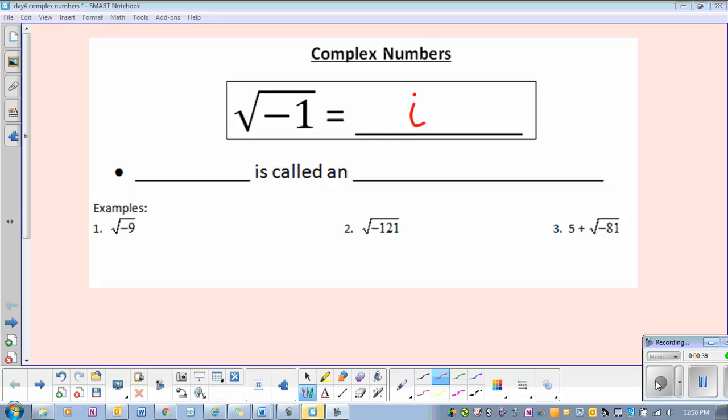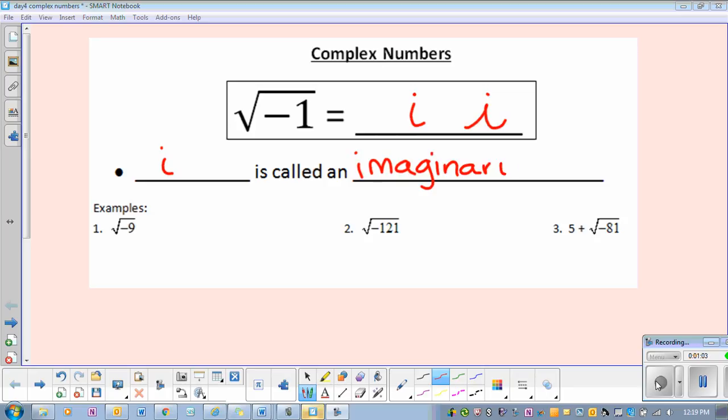Then we call it i. Is it just a backward j? It looks like a backwards j, doesn't it? It's an italicized i, a cursive i. Or you could write it like this, too. That's how I use it. Okay, you can do that. Your preference. So this i is called an imaginary number.